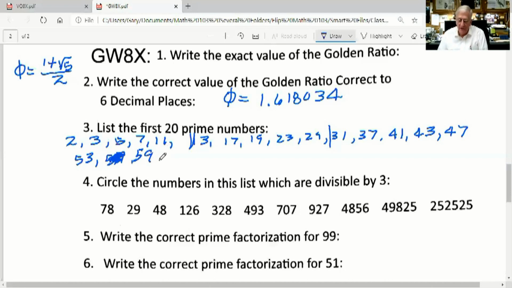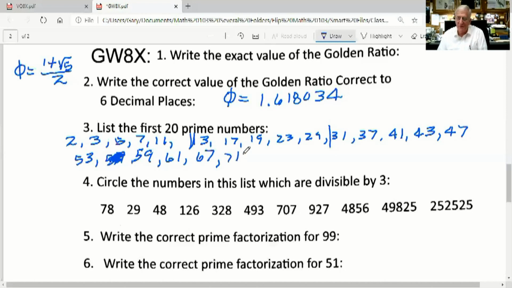59. All right. Our next one will be 61. 63 is divisible by 3. 65 is divisible by 5. 67 is our next one. All right. And of course, our next one appears to be what? It appears it's going to be probably 71.